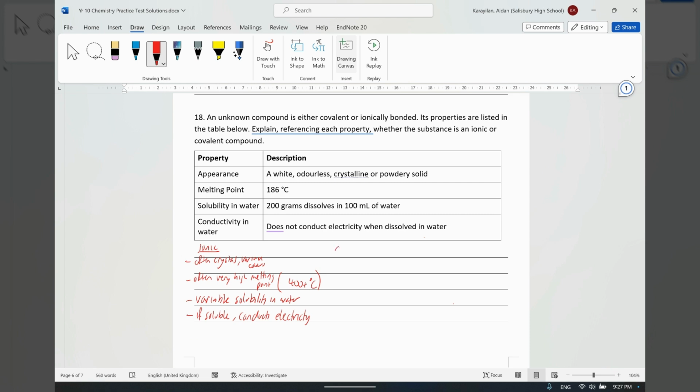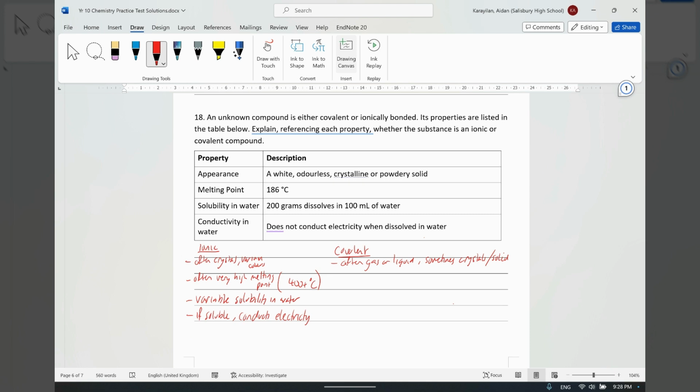Now covalent, they're often gas or liquid, but also sometimes crystals or solid. So again, quite often they're gases or liquids, but not always. So for example, sugar is a covalent substance, and it is obviously a solid crystal.